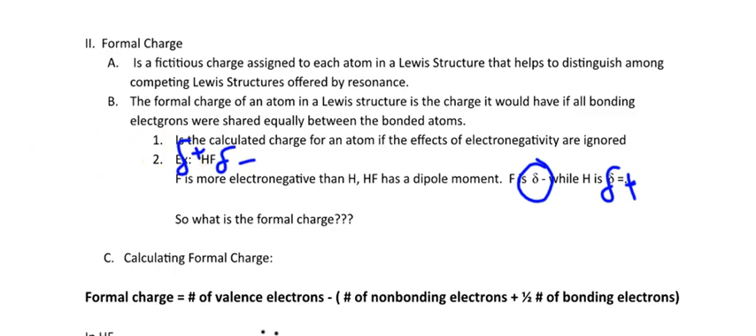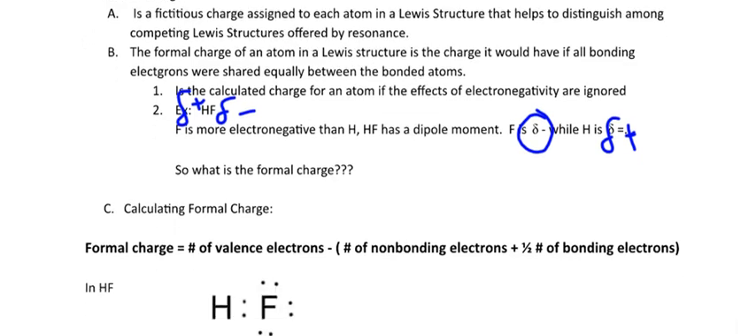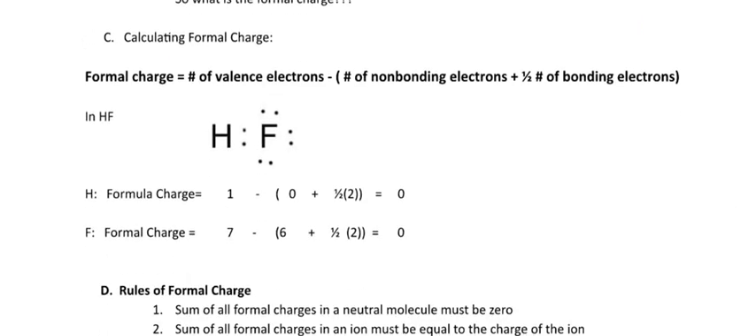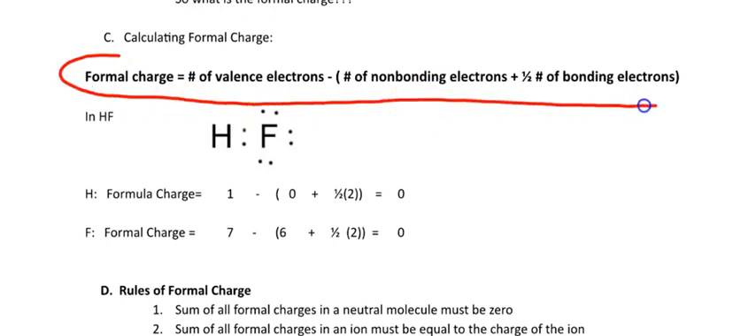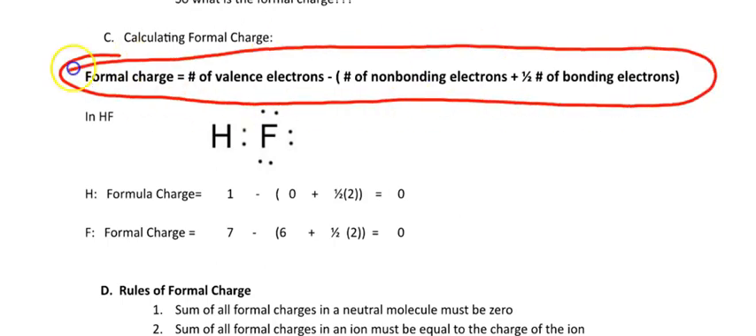So what is formal charge? Well, there's a formula for it. And the formula for it is right here. It is the number of valence electrons, that's why it's so important to know your number of valence electrons, minus the quantity of non-bonding electrons. Those are usually your lone pair electrons, plus half of the bonding electrons. Okay, so let's check this out.